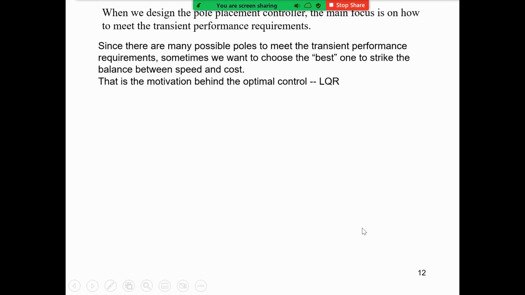Now, that is the topic for the pole placement. For the pole placement, we only focus on the transient performance requirements, right? We didn't care about the size of the control signal, but in reality, we have to strike a balance between the speed and the cost. So that's the motivation behind the optimal control.